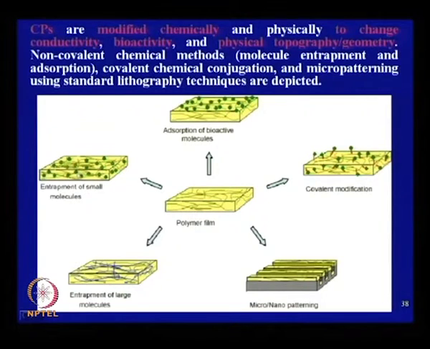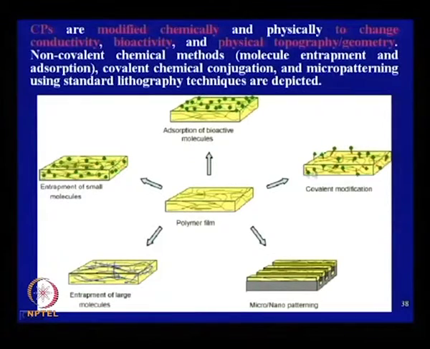or you can entrap them inside the polymer film, entrapment of small molecules, entrapment of large molecules. You can do micro patterning as it is done in microelectronics. You can modify covalently, through primary covalent bonds, with bioactive molecules. So, if you want to modify your polymer for a suitable application, you take this polymer having certain properties, then you modify it so that it suits properly to that particular biomedical application. This is the general theme, the general concept.